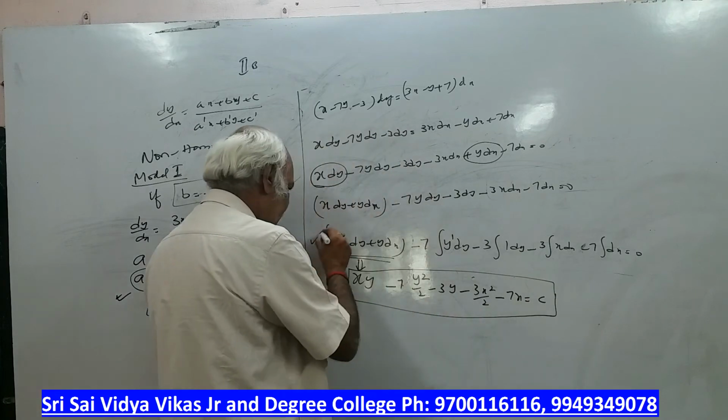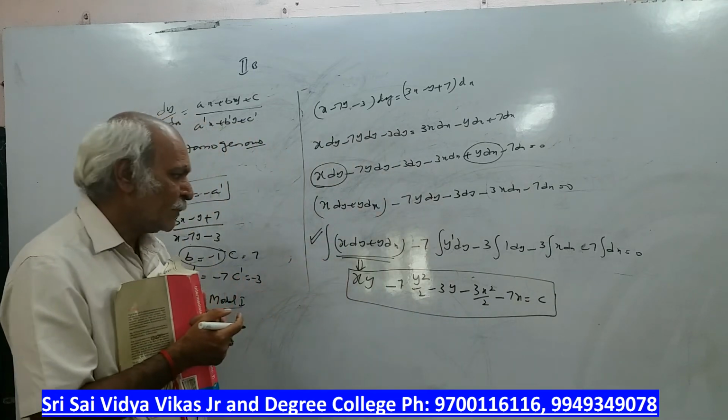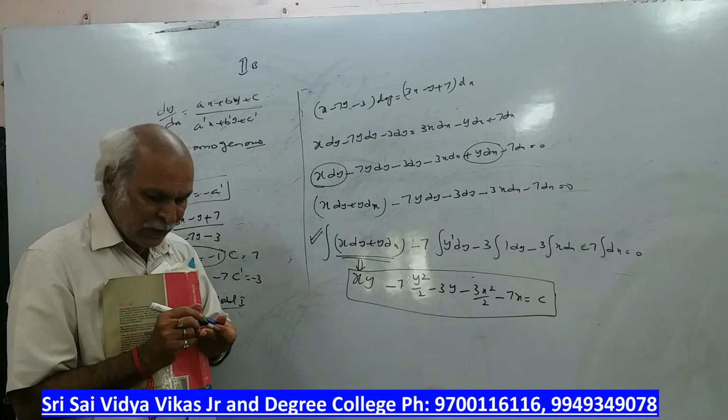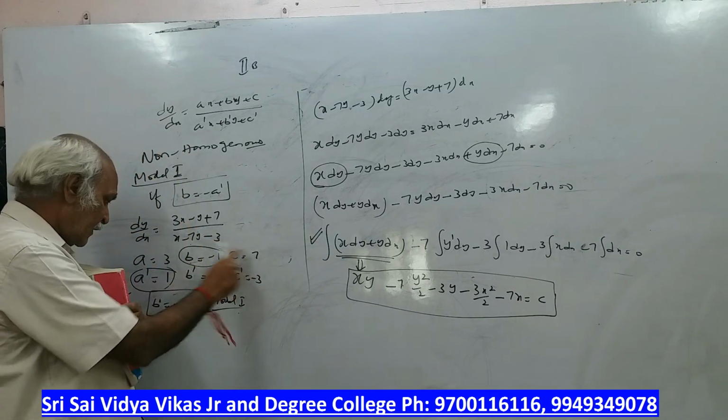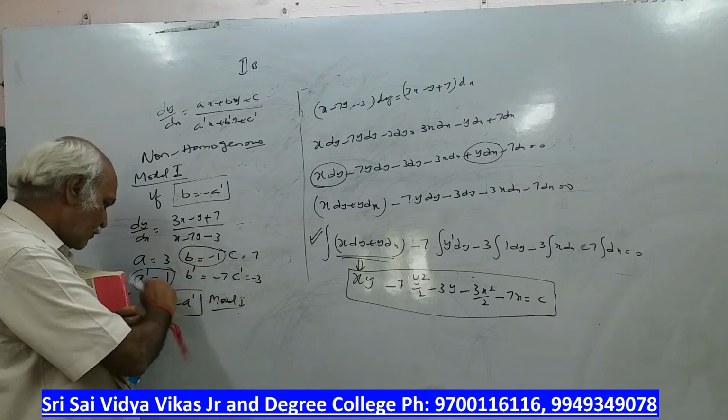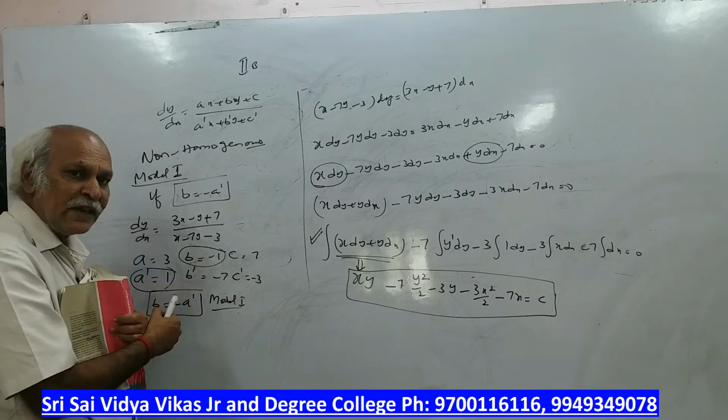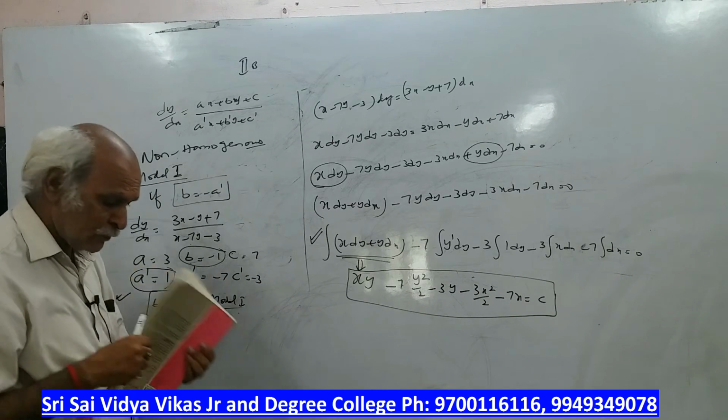So always you get this. What is that? x dy plus y dx. This is always. Please go through. So here you have to write a, b, c, a dash, b dash, c dash, then always b is equal to minus a dash will come. That is model 1. Please note down this.